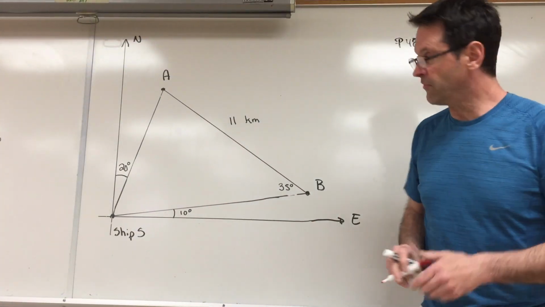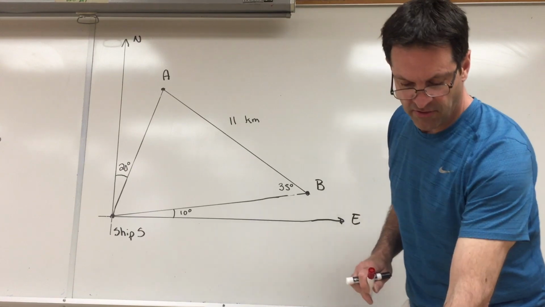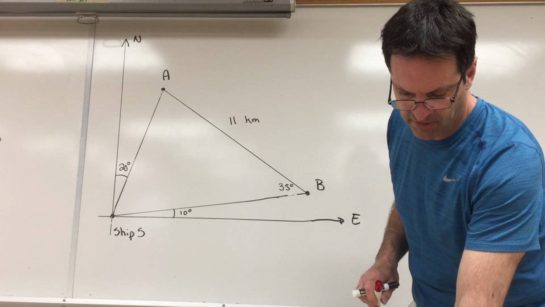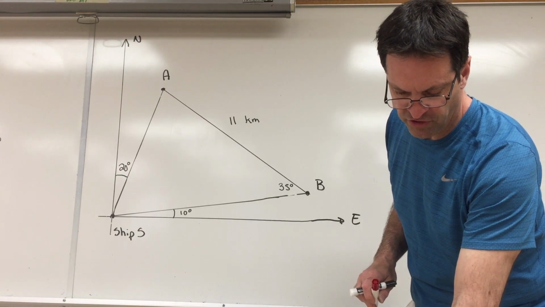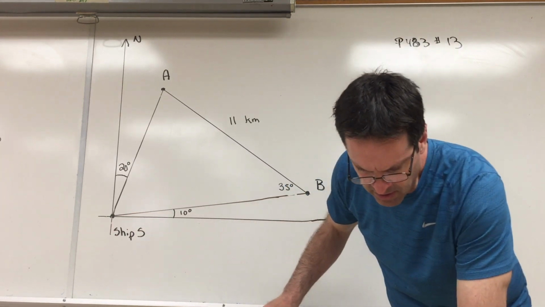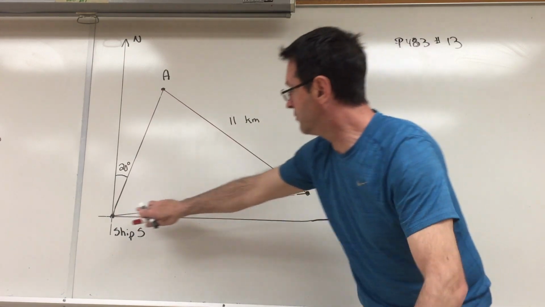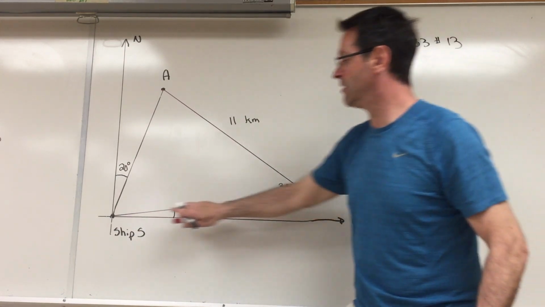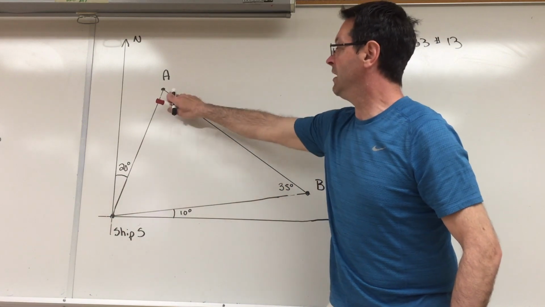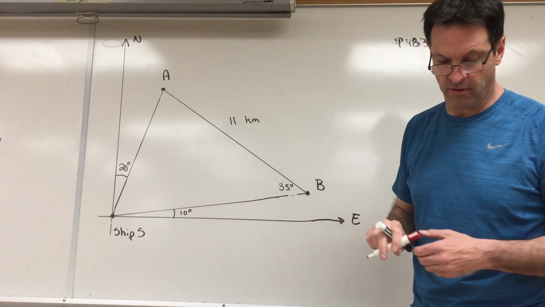Okay, for page 483, number 13, you see a diagram here. It says a sailor made the sketch on her navigation chart. How much closer is the ship at S, point S here, to lighthouse A than to lighthouse B? So we're going to have to find the length from S to A and from S to B, and then determine the difference between the two of them.